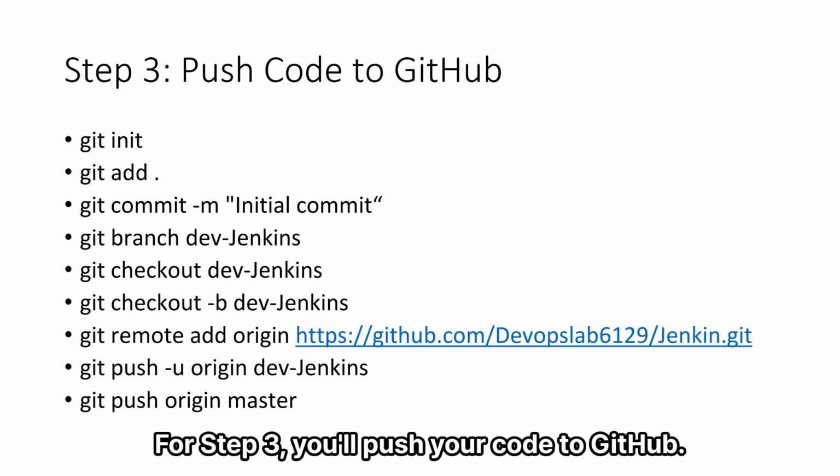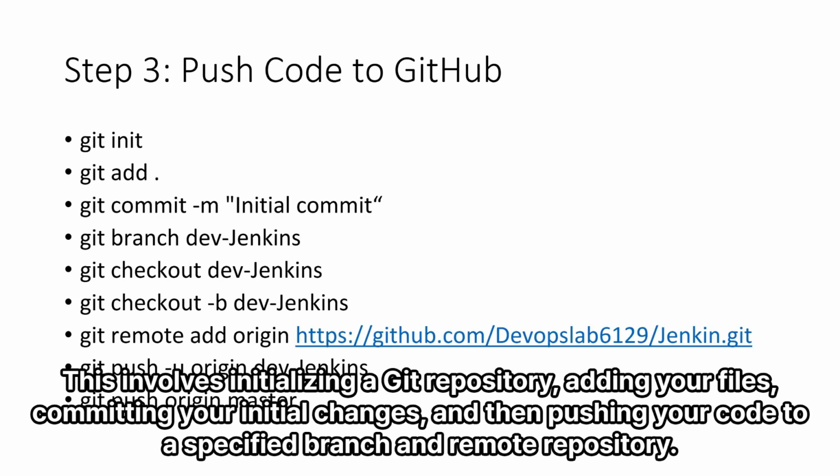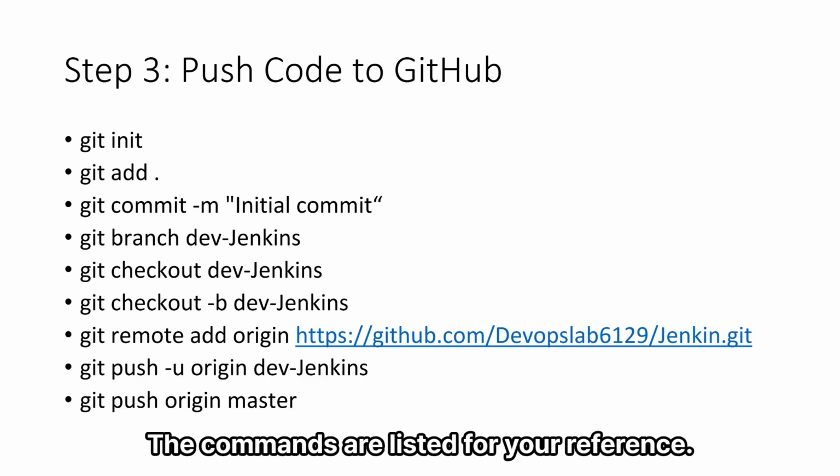For step 3, you'll push your code to GitHub. This involves initializing a Git repository, adding your files, committing your initial changes, and then pushing your code to a specified branch and remote repository. The commands are listed for your reference.